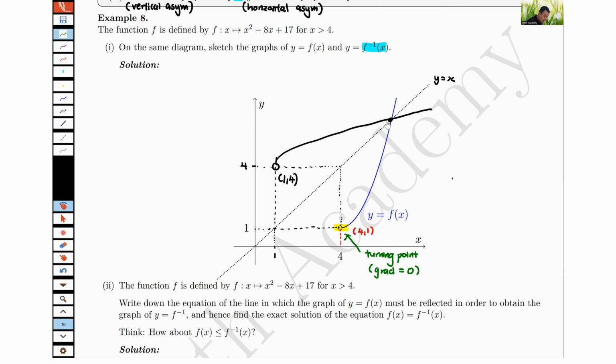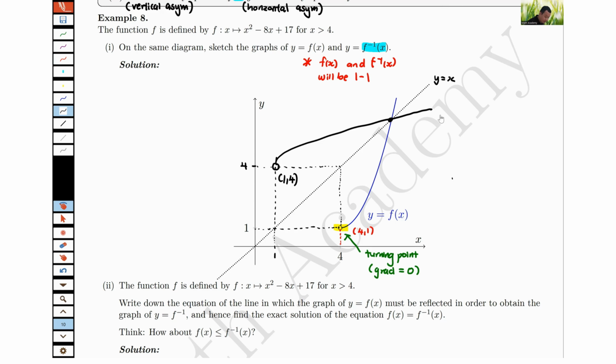Do not turn down. There's a tendency that you force the connection and you turn down. It will not go down. It will keep going upwards. Both graphs are always 1 to 1. Let me just put a note here: f(x) and inverse, if the inverse exists, both will be 1 to 1 functions. So do not curl the graph down. Aim for that connection, but don't curl down.